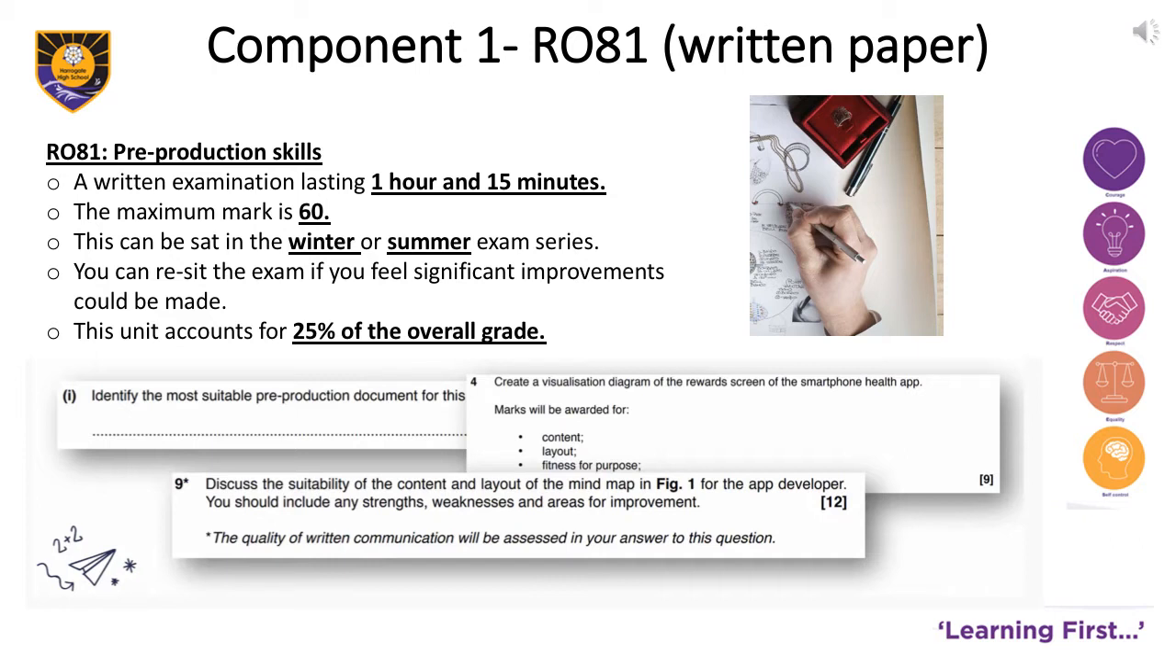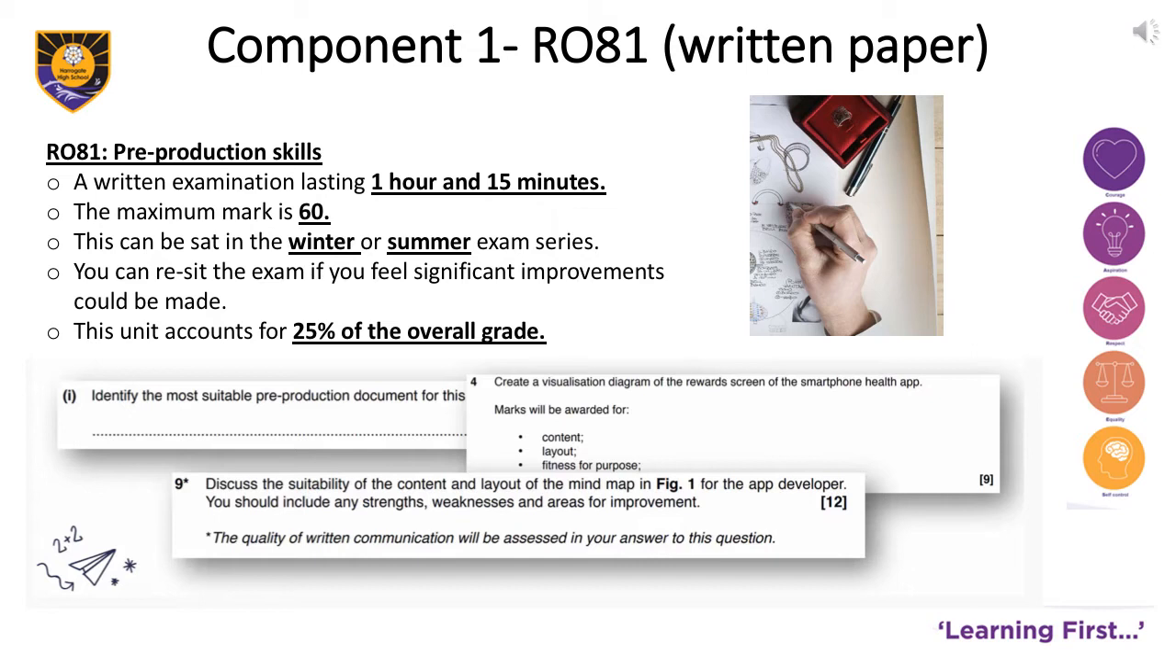As mentioned earlier, there's 25% of the overall grade attributed to this unit. And what you can see from the screenshot on the slide, there are a range of different questions and different styles of questions that you would sit through as part of the exam. So there are some 1-mark questions, which ask you to identify different skills and different aspects of pre-production. We move on then to looking at possible 9-mark questions, which you can see there, which is create a visualization diagram of the reward screen of the smartphone health app, and it provides some more information there. And then finally there are some 12-mark answers.